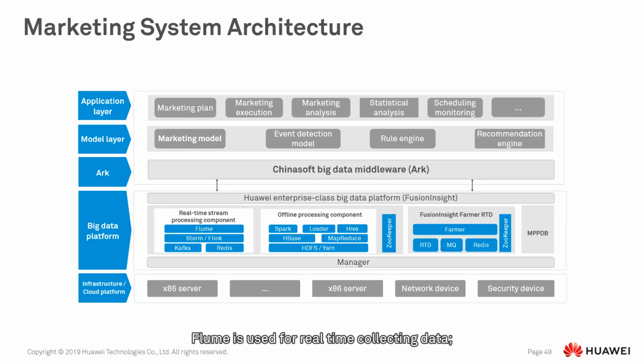For example, Flume is used for real-time collecting data. Spark is an iterative computing engine based on memory. MapReduce is an offline computing framework. Streaming is for real-time stream computing, and Flink combines batch processing and stream processing. With these computing frameworks, FusionInsight HD platform can help to implement real-time precision marketing.